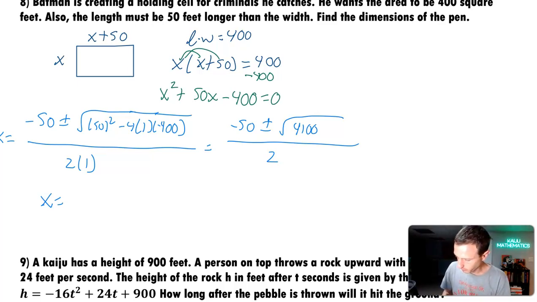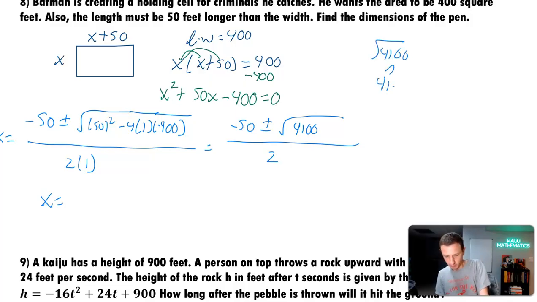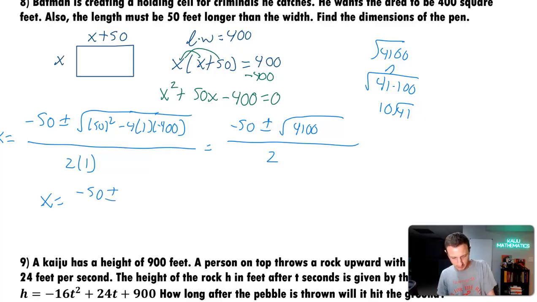4100, a little bit of a rough one there. Let's see, 4100. Let's divide that by 100. What's that going to be, 41 times 100? Yeah. So the square root of 4100 is the square root of 41 times 100. The square root of 100 is 10. So 10 root 41. So negative 50 plus or minus 10 square root of 41, over 2.